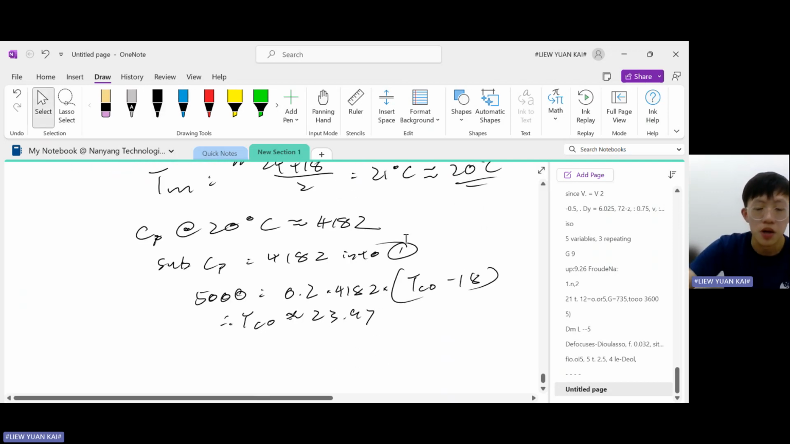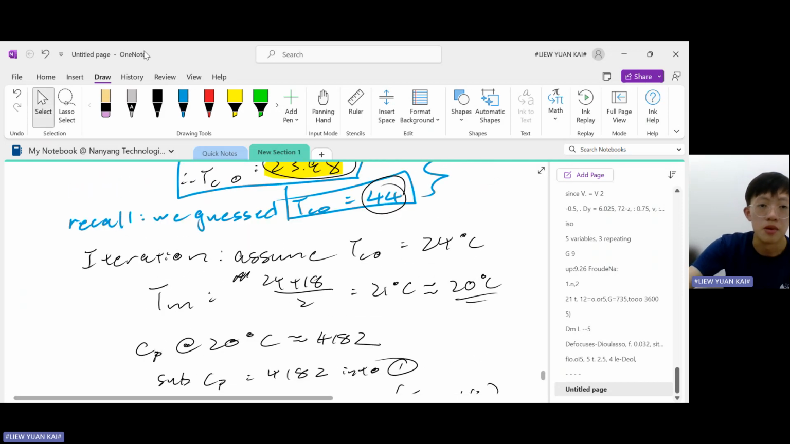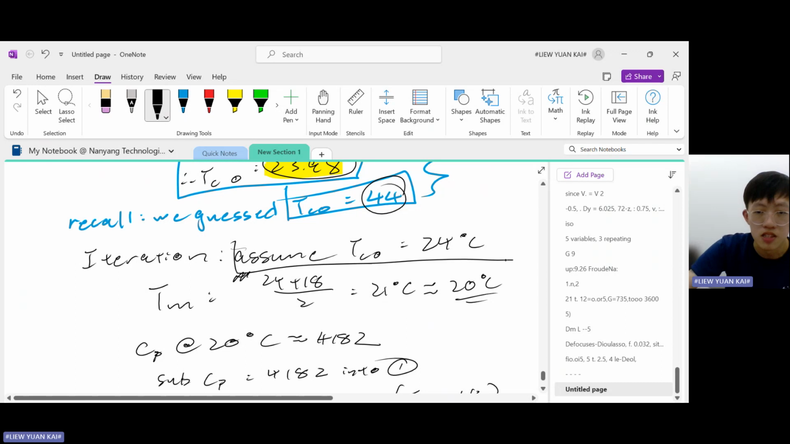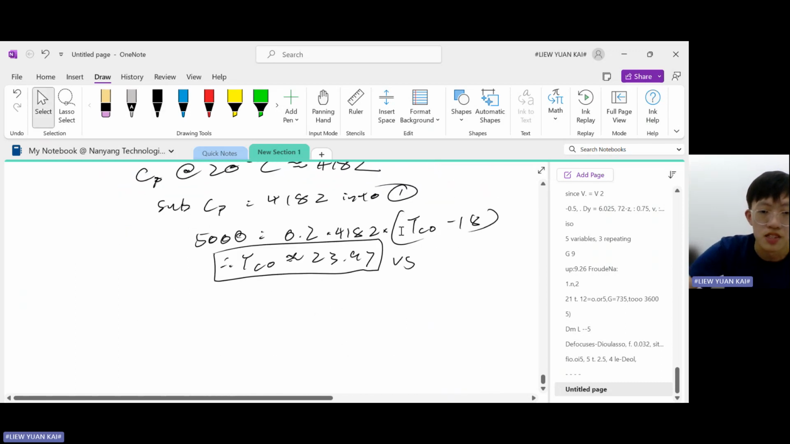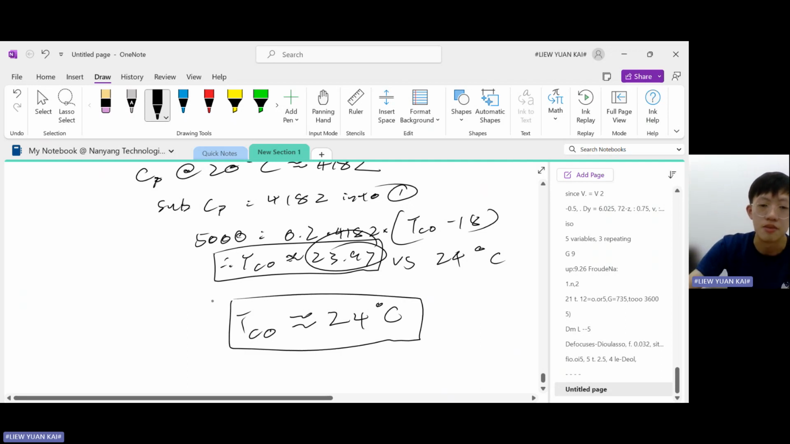To check if you're correct, you compare it with your assumed value of TCO. The TCO that you calculated versus the TCO that you guessed. And remember, we assume that TCO is 24. Now, 24 versus 23.97. This is extremely close, right? So we can just say that TCO is about 24. We can just round 23.97 off to 24. So our final answer is that the outlet temperature is 24 degrees Celsius.